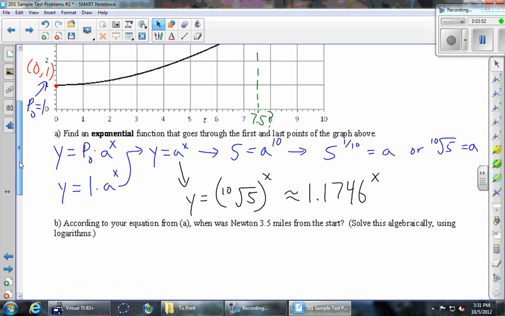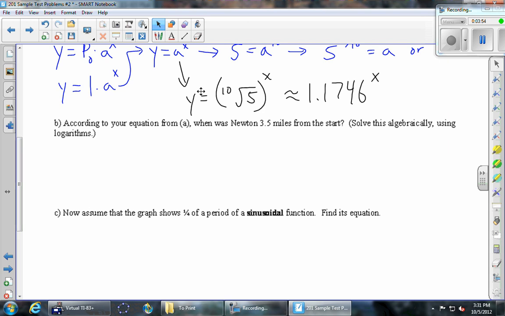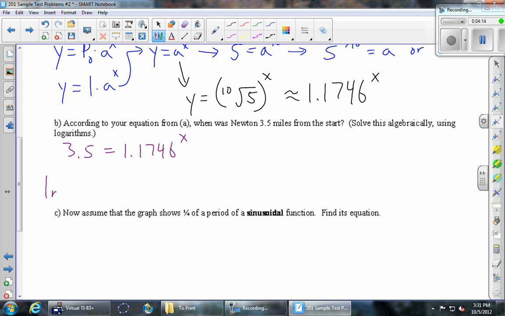All right, so let's take our equation here, and we want to make it equal to 3.5 miles that's given in the problem. So we have 3.5 is equal to 1.1746 to the x. And when you're trying to solve an equation and the variable is in the exponent, we use logs. So let's take log of both sides. We'll take the natural log of both sides. You could use log of any base, but base e is the base of choice in calculus. So ln of both sides.